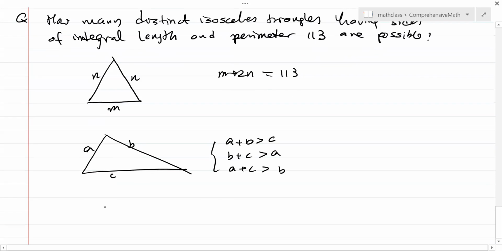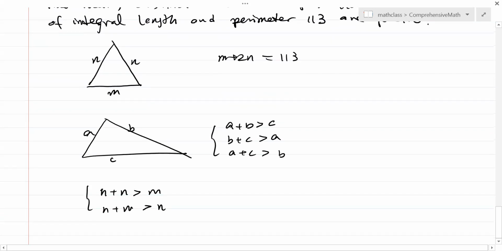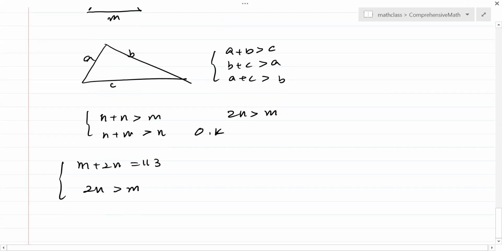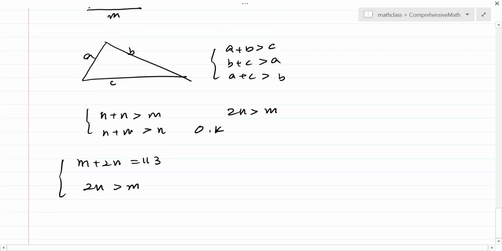So we have to have n plus n greater than m, and n plus m should be greater than n. Another one is also n plus m greater than n, it's the same, so this is always okay, don't worry about that. We only have this inequality, 2n greater than m. So now you have 2n plus m equals 113 and 2n should be greater than m. We are solving an equality and an inequality together.